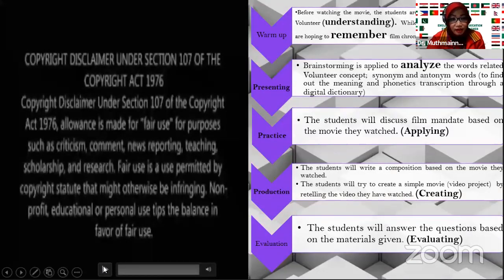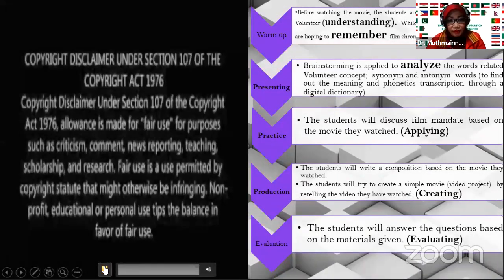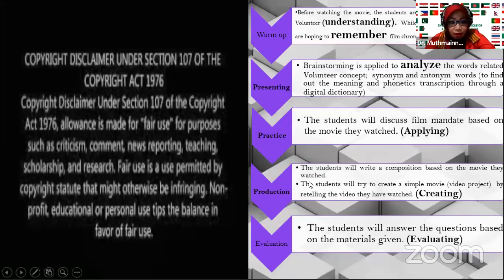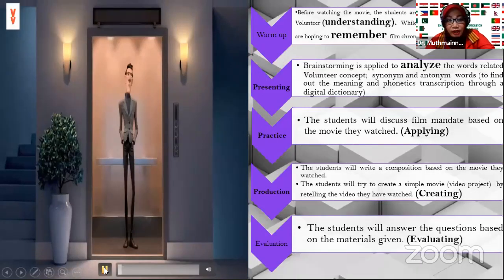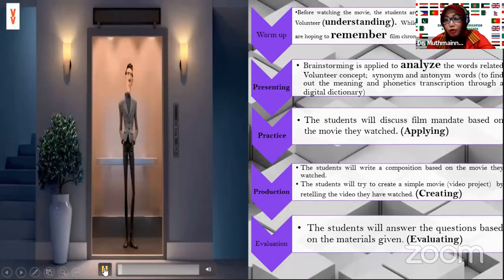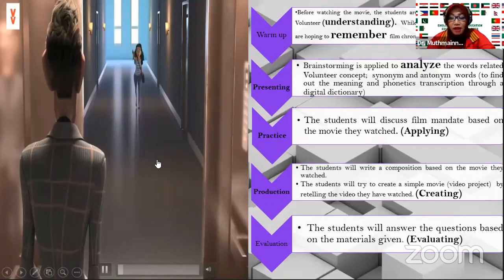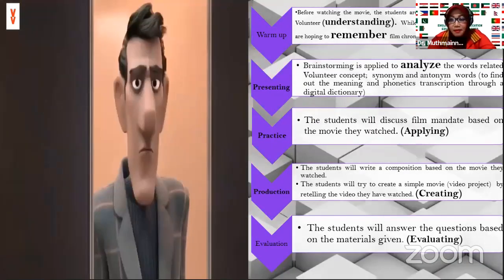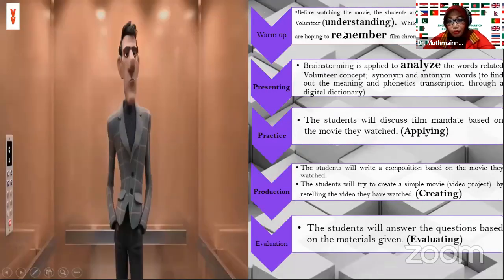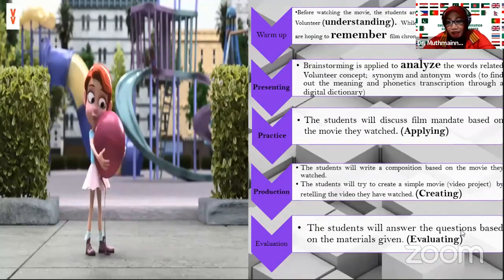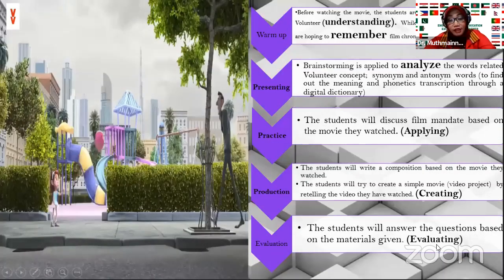You can see here. This is the film. When the students watch the film, for example, this is the Bloom taxonomy. You can see here the higher-order thinking skills.